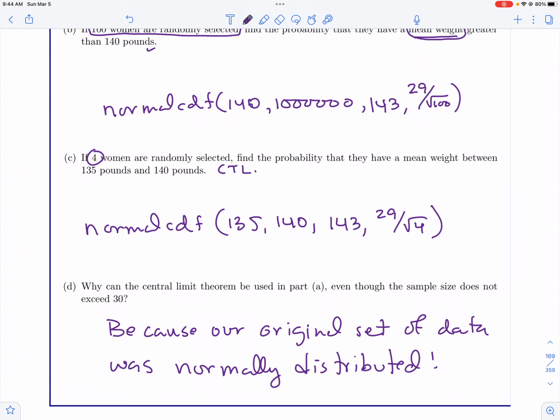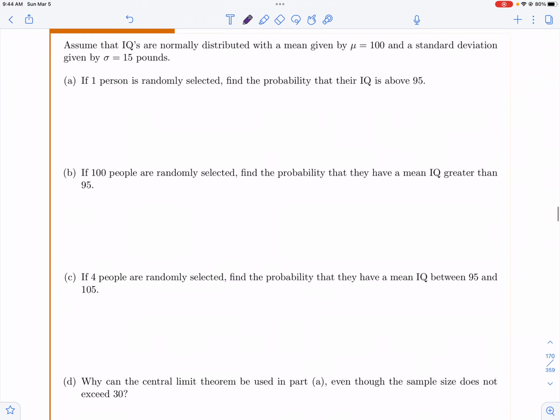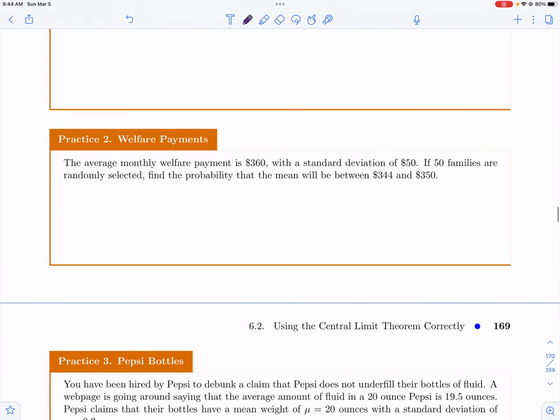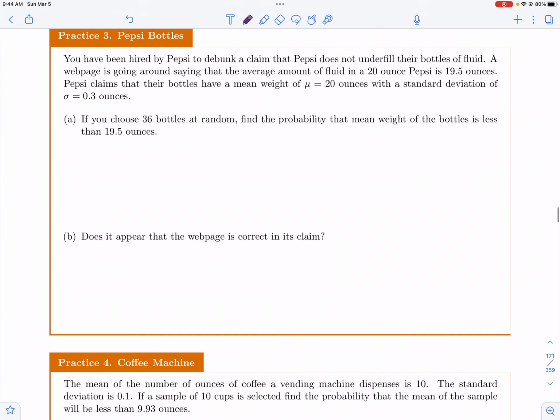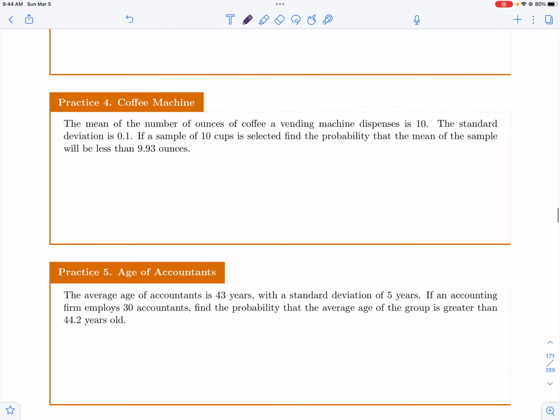So, all right. For these, what you want to do is just make sure, are we looking at one person or are we looking at a bunch of people? If we're looking at one person, then we're going to use the normal CDF from chapter 5. If we're looking at multiple people, then we're going to be using the central limit theorem, normal CDF.